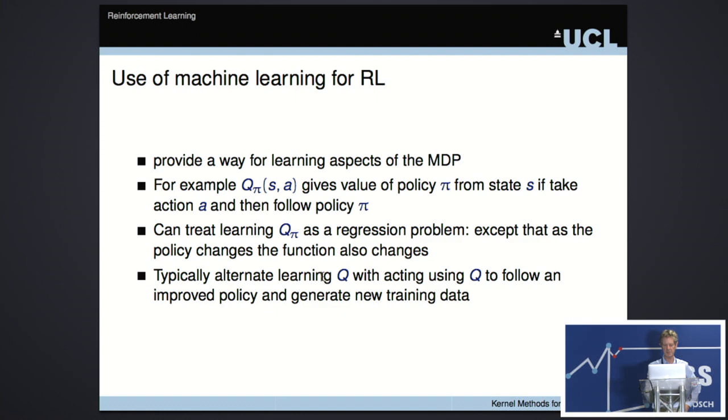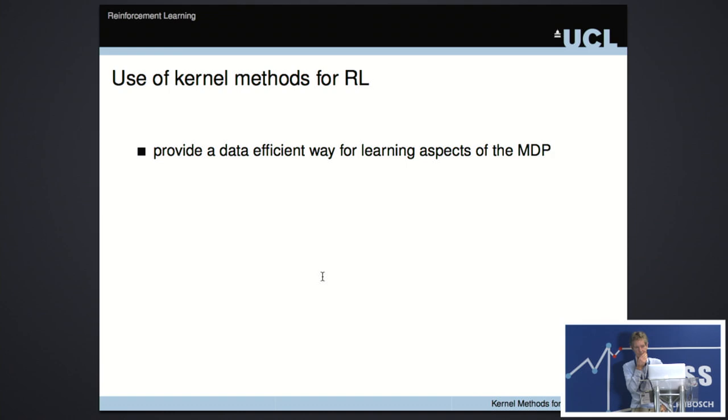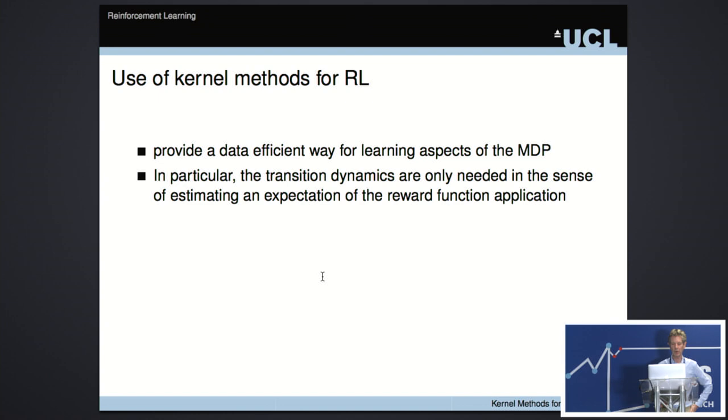So the kernel methods obviously can be used for learning different aspects of the MDP. But one of the areas where they actually make a very nice fit is in learning the transition dynamics. And the reason it's a very nice fit is that we don't really need to know the transition dynamics in themselves. What we're interested in is how the reward transitions through those dynamics, in other words, the expected reward. So if we know the rewards for states we might reach from that transition, we're actually looking for the average of that reward function over the probabilities of making the transition to those different states.